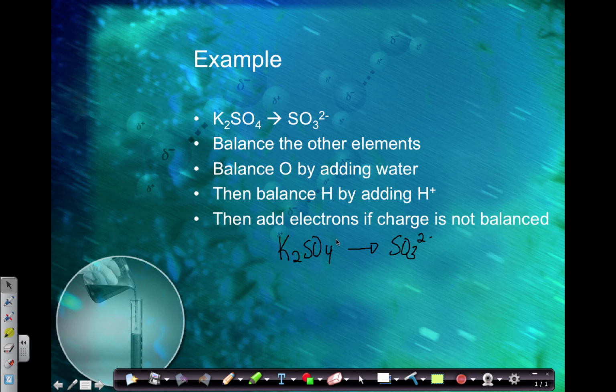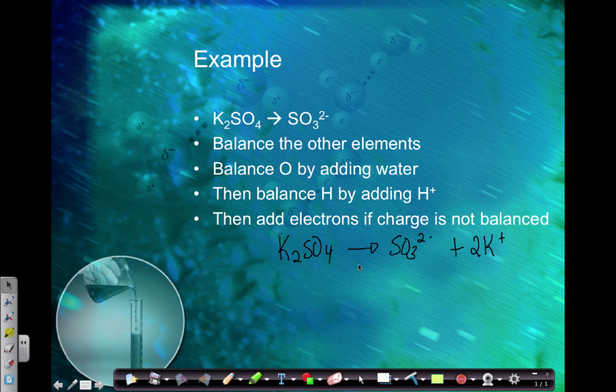So I've got 2 Ks on this side, so I'm going to go over here and add 2 Ks with a +1 charge because they're ions. And when you have an ionic compound in a solution, remember they will dissociate into their ions. All right, so my other elements are balanced.